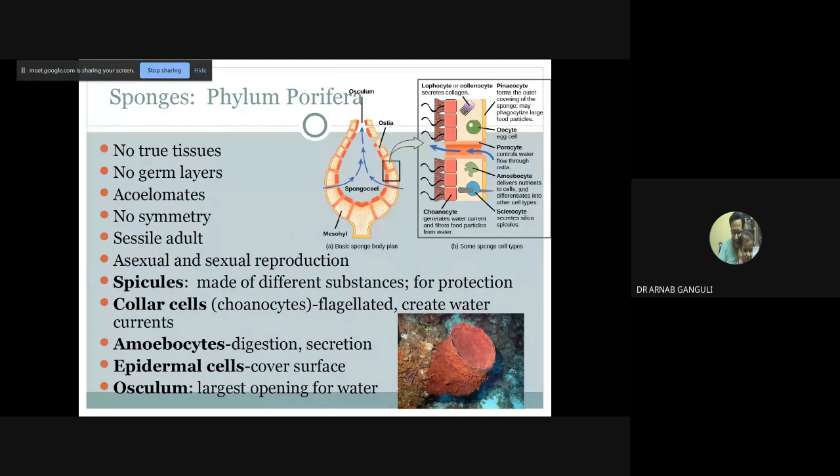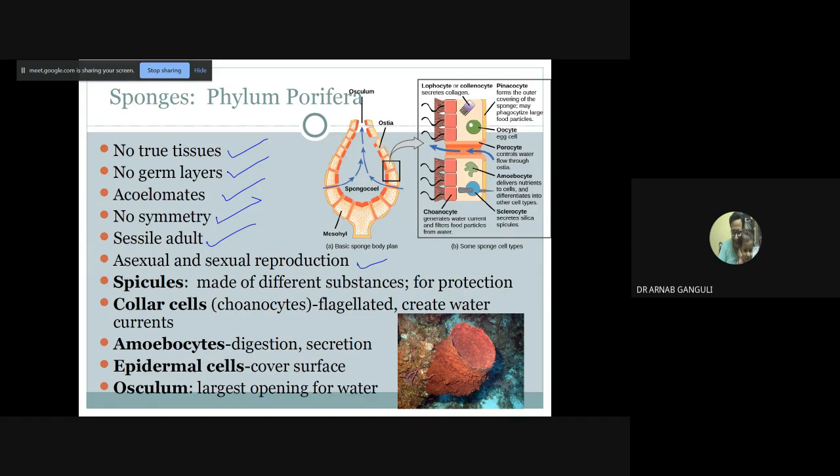Now let us go to the first group, the sponges. Sponges have no true tissues. They have no germ layers, that is, no ectoderm, endoderm, mesoderm. They are acoelomates. They have no symmetry. I will show you several. They are sessile. They don't move about. They have both asexual and sexual reproduction.